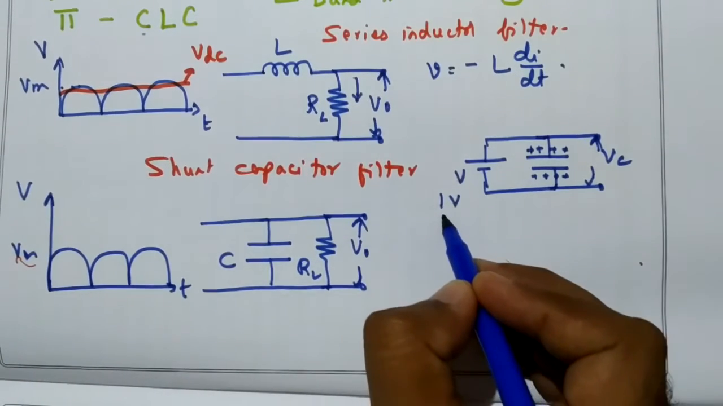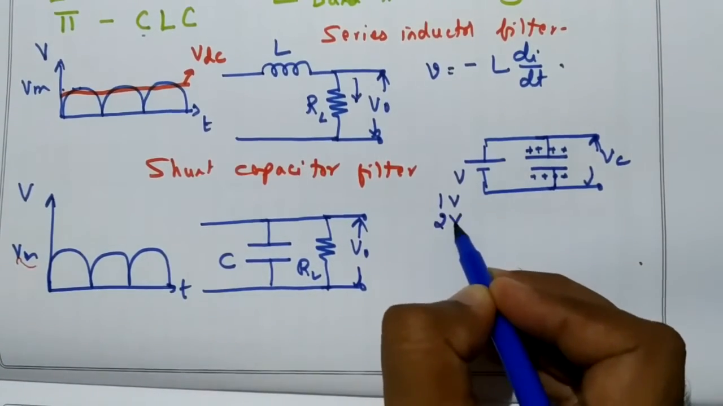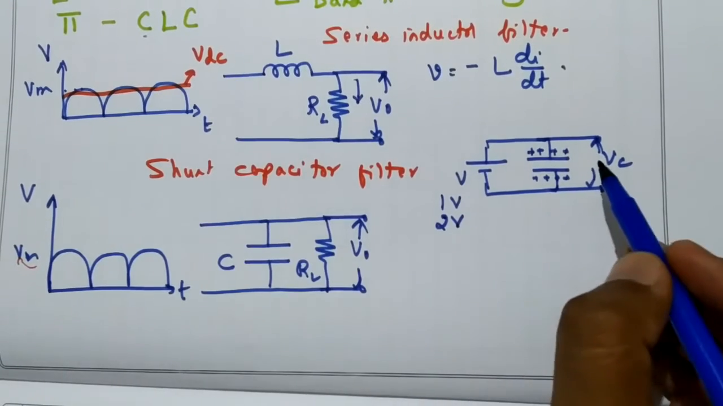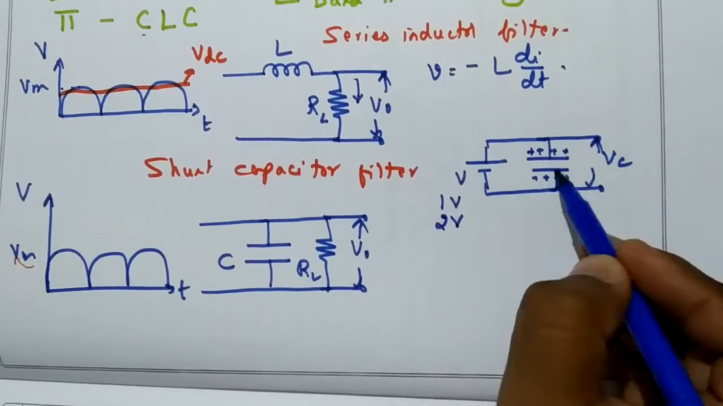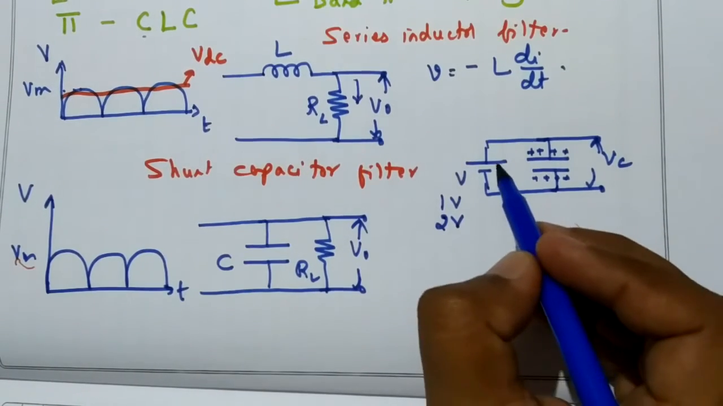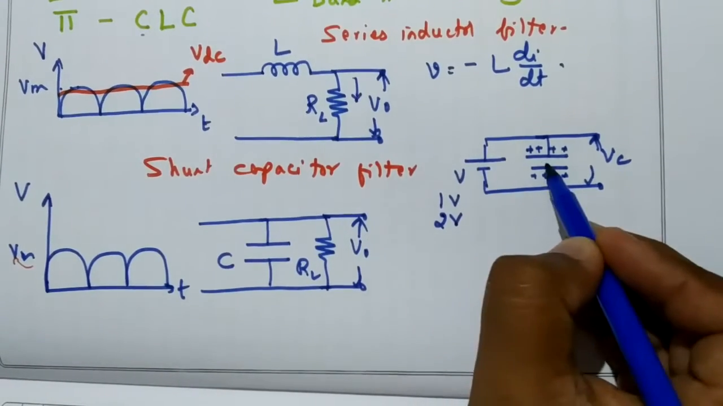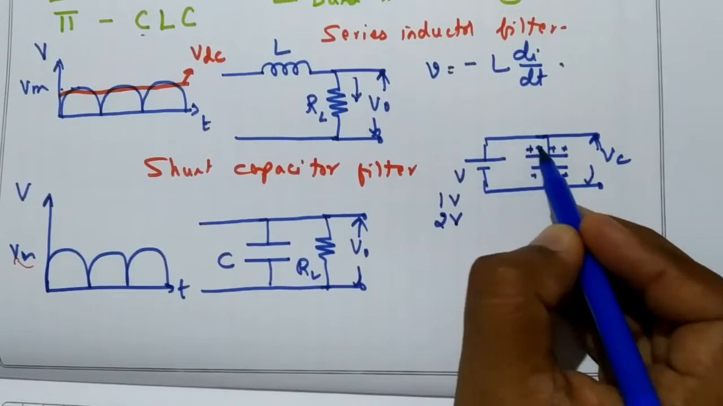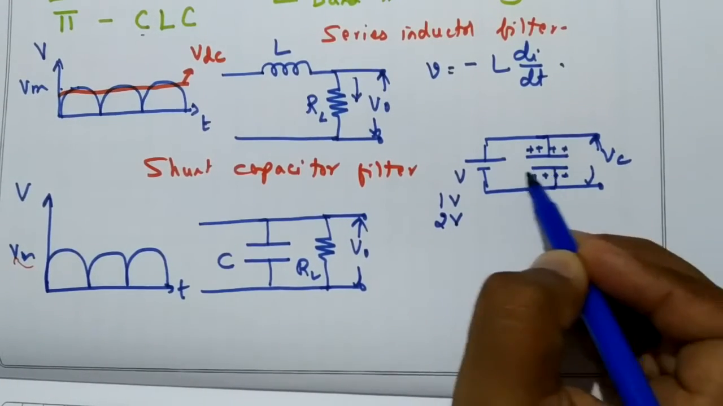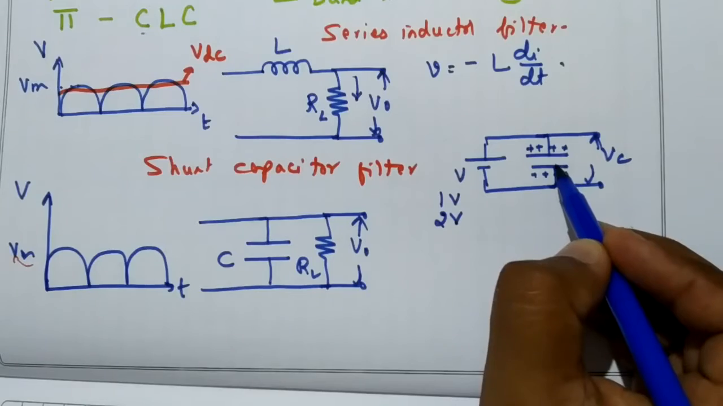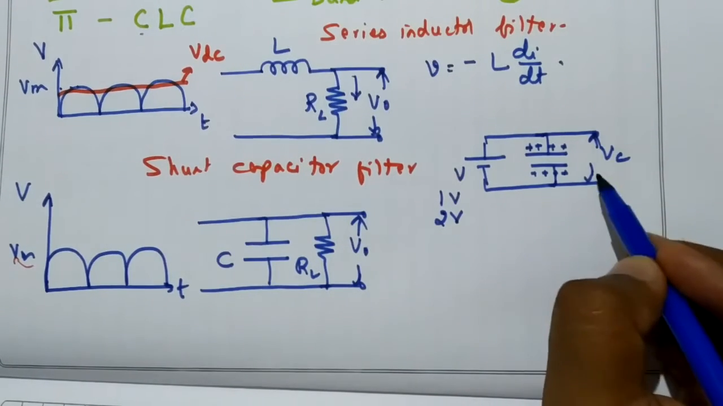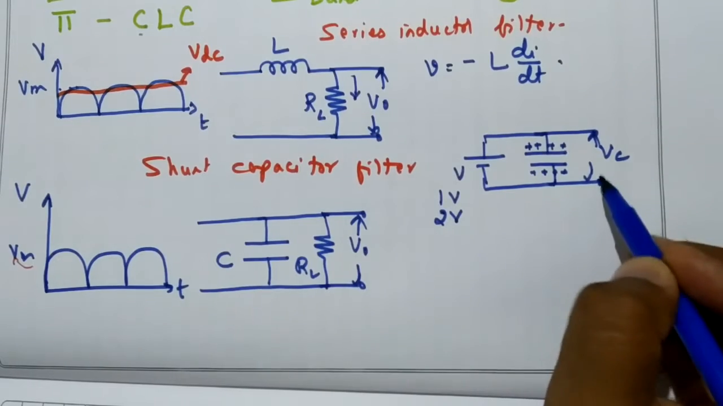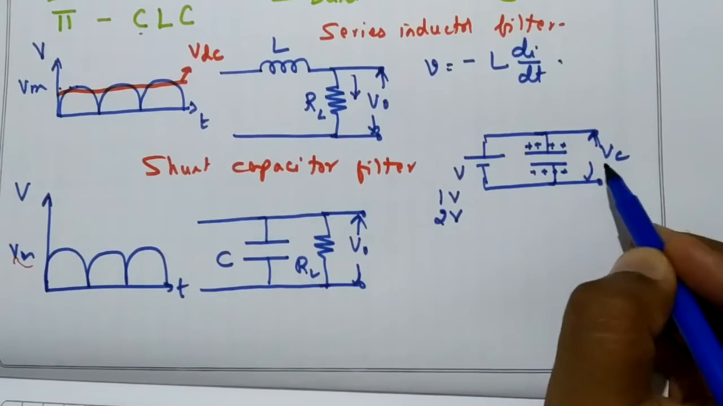I will increase the voltage from 1 volt to 2 volt. Now here it is 1 volt, here it is 2 volt. Now there is a potential difference and the current will flow from higher potential to lower potential. Again charges will flow, and you know that as the charges increase, the potential also increases. Therefore the voltage across the capacitor will be again 2 volt.